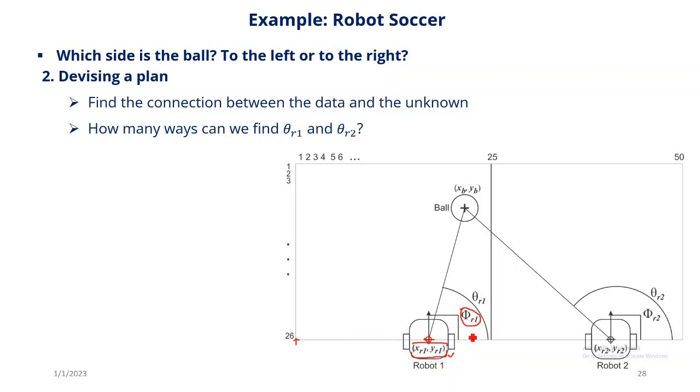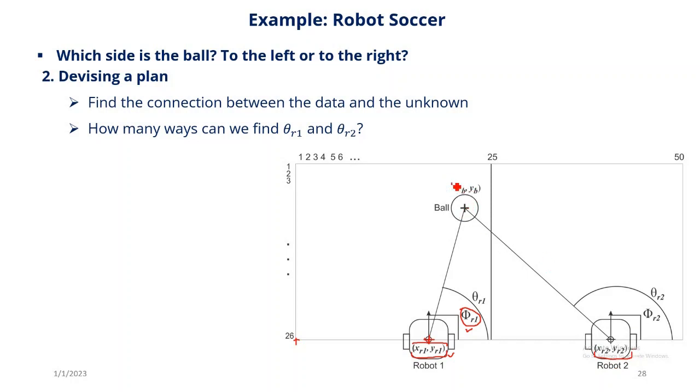This phi is also data because it is which direction the robot is facing, assumed to be 90 degrees here. In reality it may not be 90 degrees, but let's assume. Each robot has a compass that tells which direction it is facing now. That's the global sensor. The same thing for the second robot.